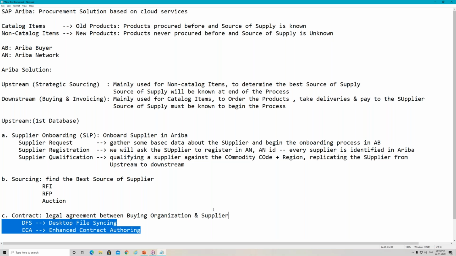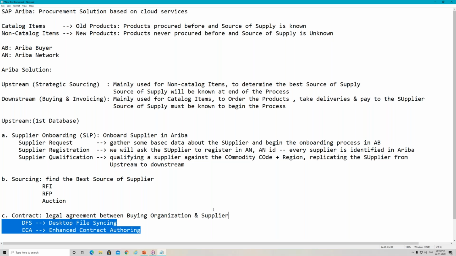That is why, when you go to a project right now, you are not going to see anything on DFS. Everything will be in ECA. That is why most trainers will never tell you that they are showing you the DFS contract. Some of them don't know, and some who know will not say it. Why? Because if they say this, then you will ask them, boss, why are you making us learn something obsolete?